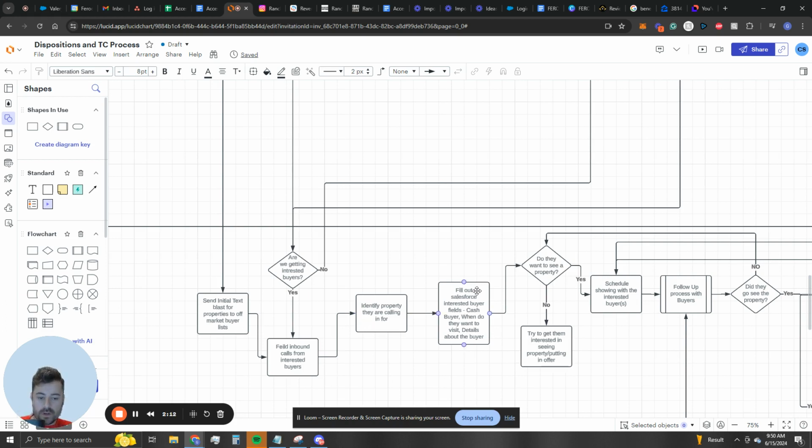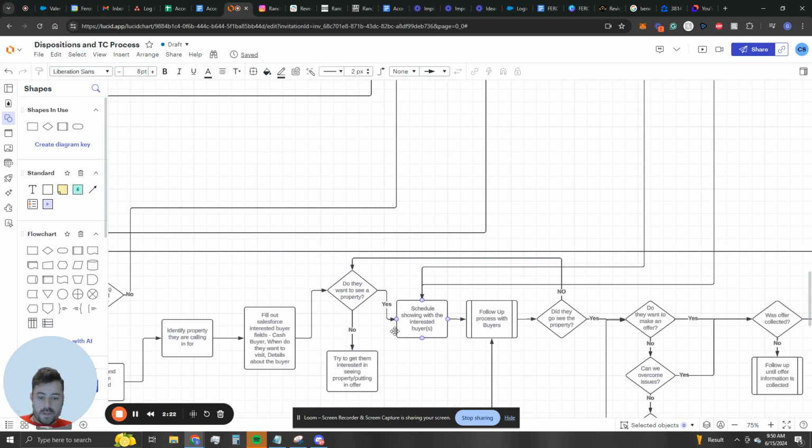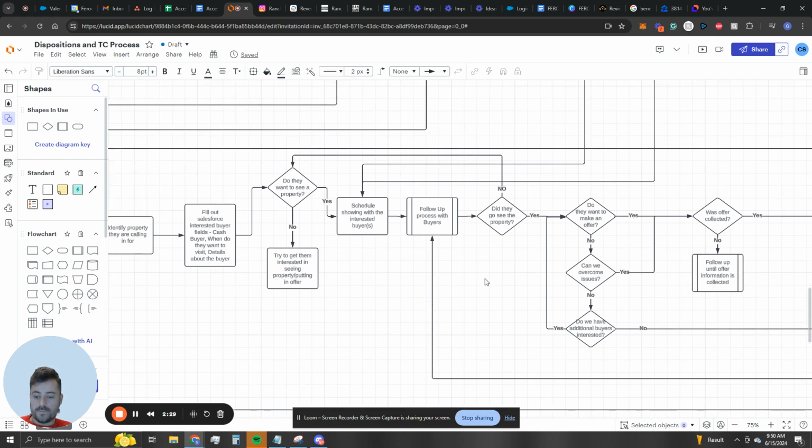So once you figure out who's calling in, you got to fill out Salesforce, interested cash buyer fields. When do they want to visit? Details about the buyer. Do they want to see the property? No. Try to get them interested in seeing it. Self-explanatory. If they do, yes, schedule with the buyer, interested buyers. Follow up with the process with the buyers, right? Follow up with them to get them there.